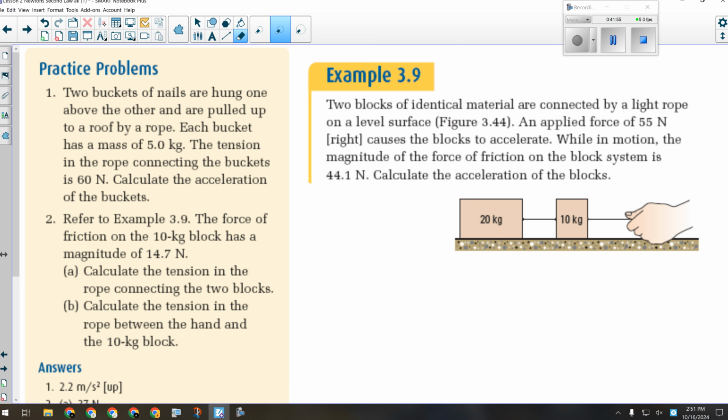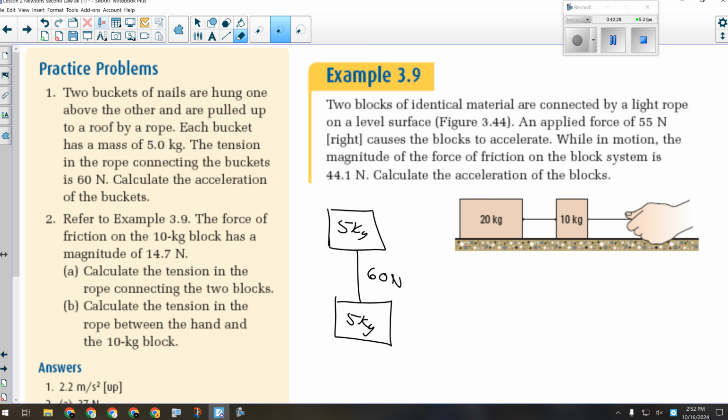So in number 1, we've got the 2 buckets of nails, and they're both 5 kilograms. They're attached by this rope. We know that the tension in the rope that connects the buckets is 60 newtons. So that's 60 newtons down for the top bucket and 60 newtons up for the bottom bucket. Agreed? Do I know how much force is pulling up on the top bucket?